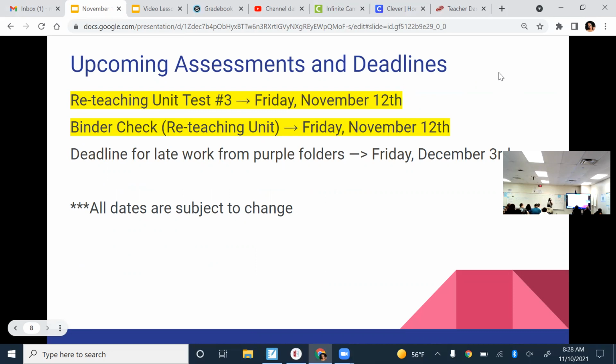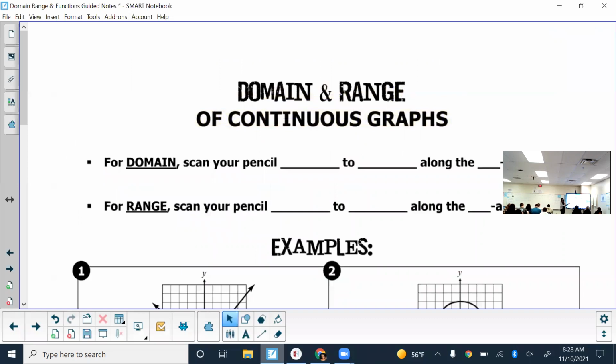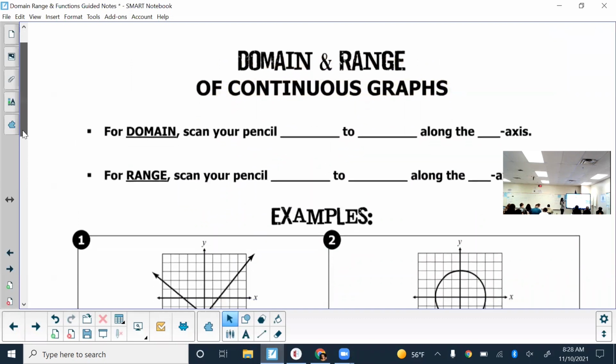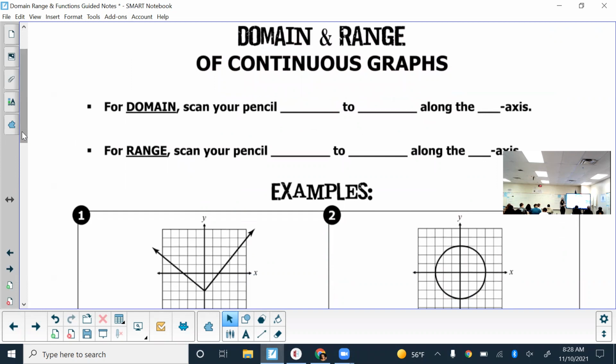All right, so then let's look at this paper first, the one about domain and range of continuous graphs. So on the topic 3 test, there were not a lot of people that missed the question on domain and range. So you guys seem to have a good understanding that domain is all of the what?